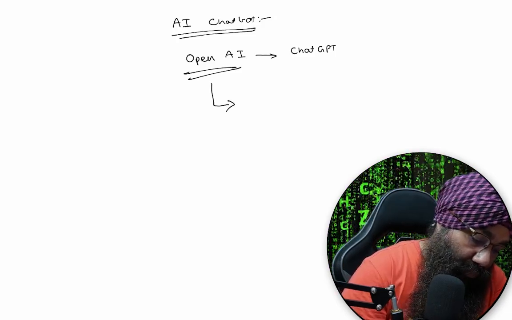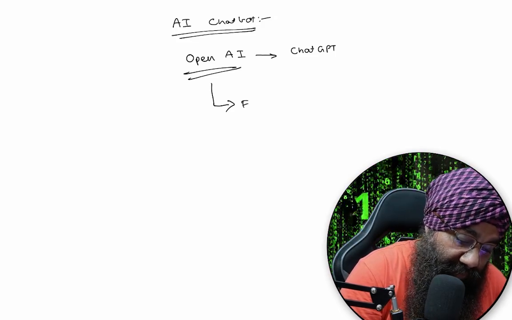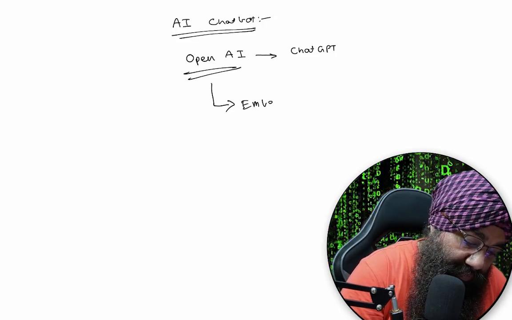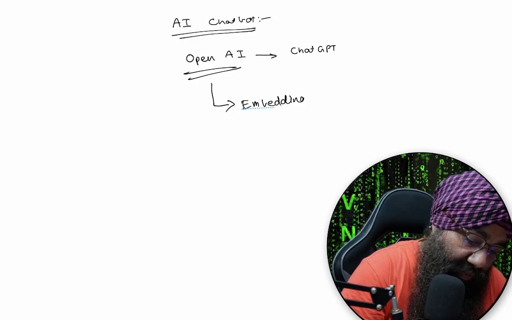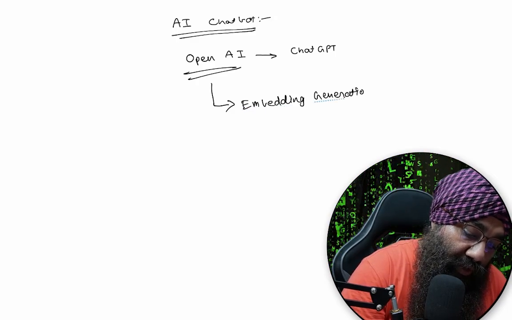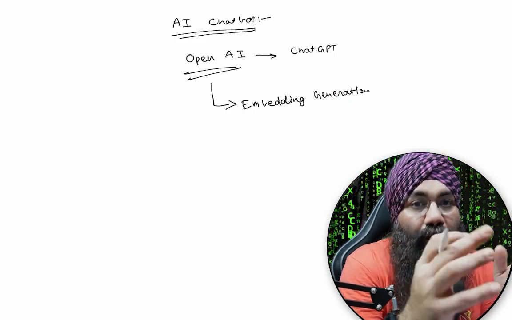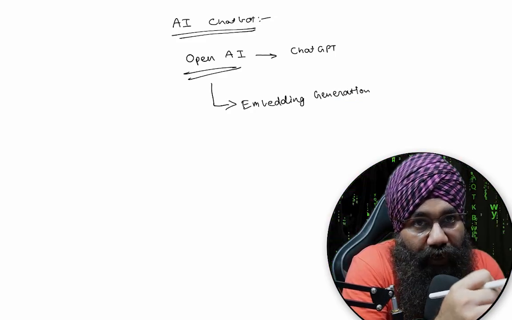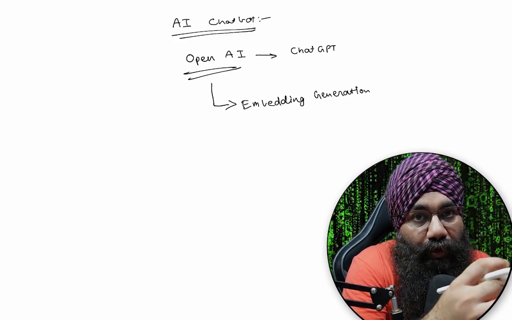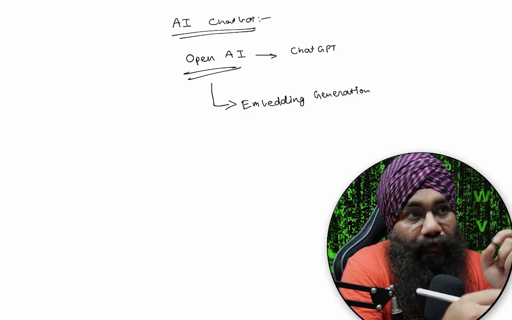So there is no front end, but you can use those services to embed them in your code to build your apps. One of the services they provide is embedding generation. It is a very important service. We will talk about what embedding is and how it is useful in creating a chatbot. But one of the important services which OpenAI provides is embedding.